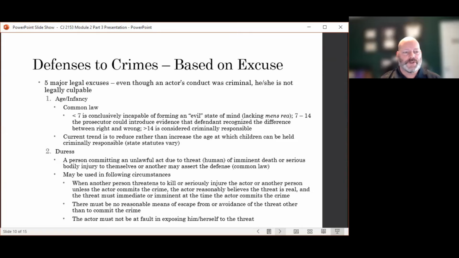There must be no reasonable means of escape or avoidance of the threat other than to commit the crime, and the actor must not be at fault in exposing himself or herself to the threat.